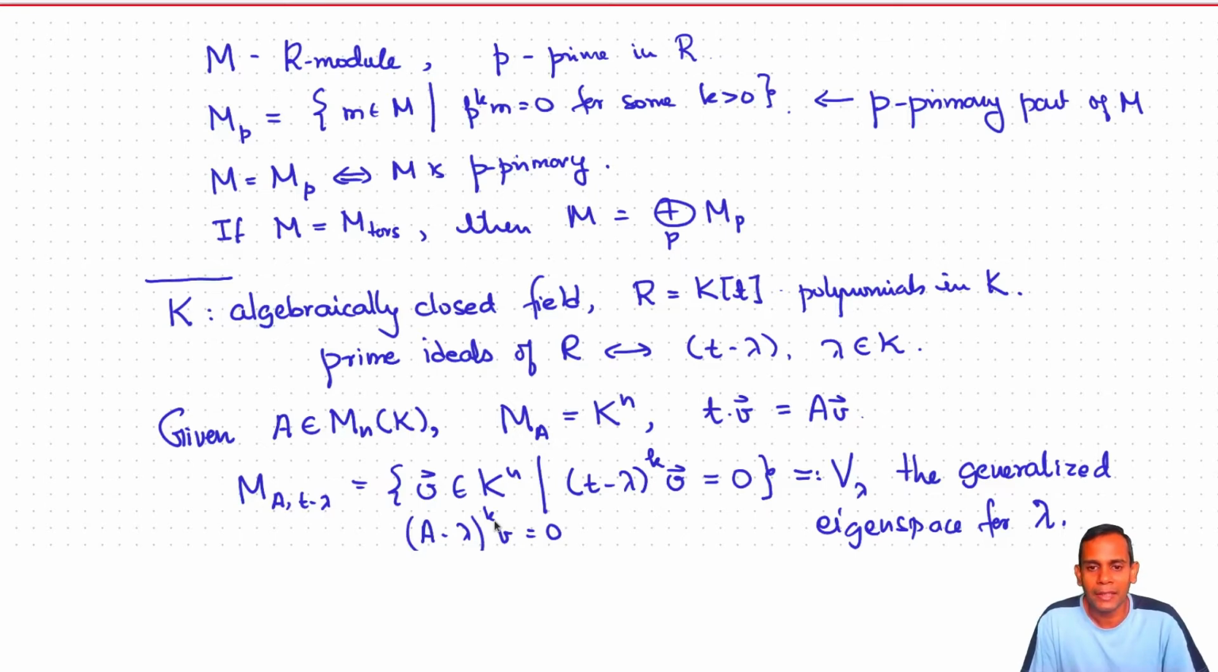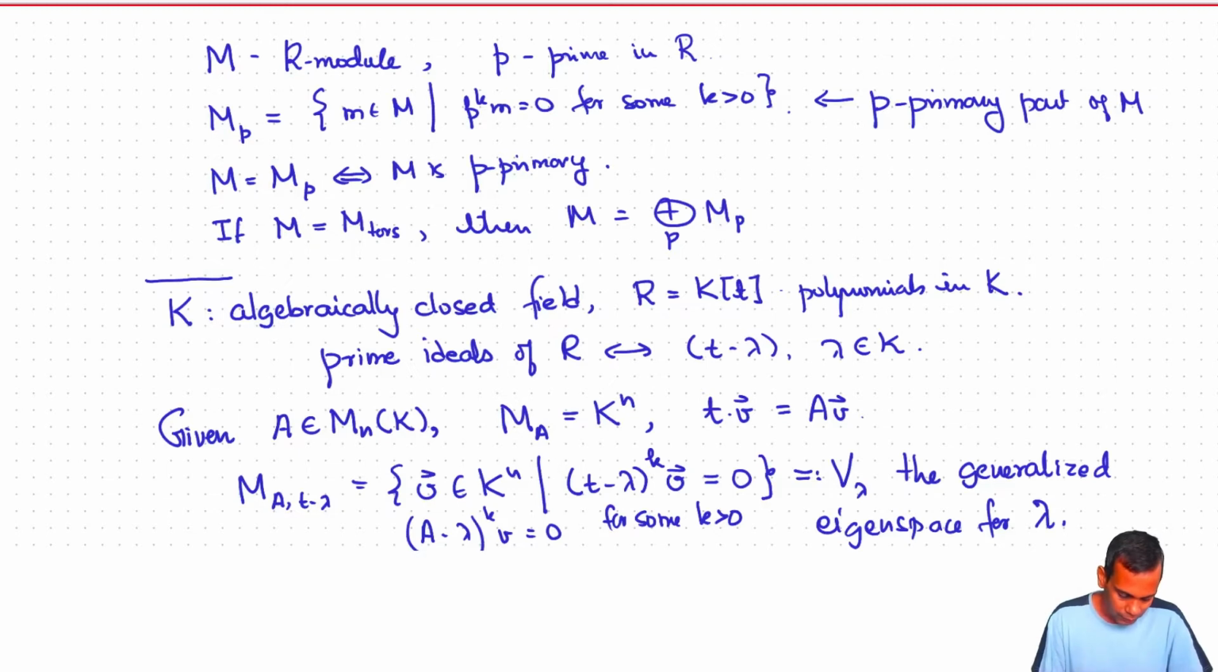And so when we take k equals 1, we get the eigenspace, and here I should have said for some k greater than 0. So now if you take the space of all vectors v in K^n such that (T minus lambda)^k v is 0 for some k greater than 0, then you get something larger than the eigenspace for lambda, and it's called the generalized eigenspace.